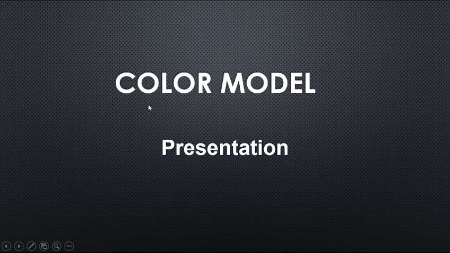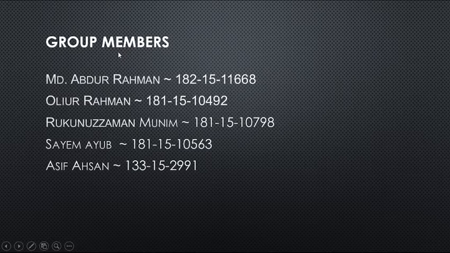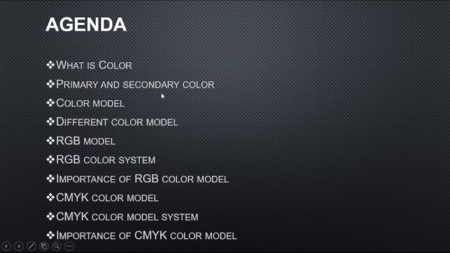So, our presentation topic is color model. Here are our group members' names and IDs. Here is me, and my other group members are Oliur Rahman, Rukunujjaman Munim, Saim Ayub, and Asif Ahsan. Here is the agenda: what is color, primary and secondary color, color model, different color models, RGB color system, importance of RGB color model, CMYK color model, CMYK color model system, importance of CMYK color model.